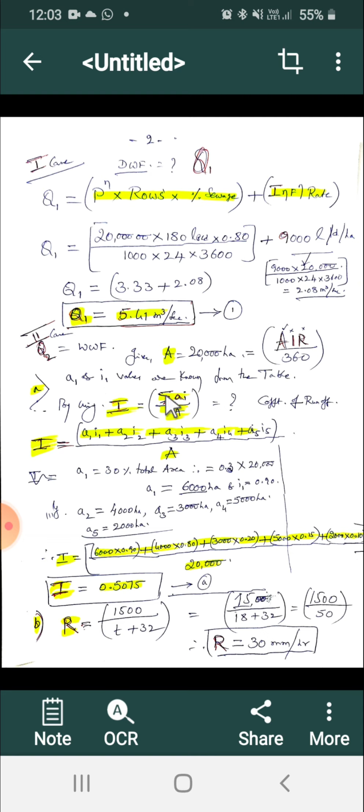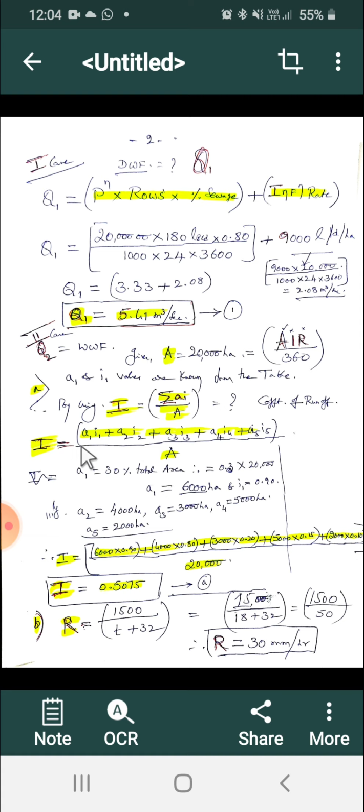Now let us start with the equation. I is equal to sigma AI divided by capital letter A. Now you have to determine I using this. Let us start one by one. Sigma means A1 I1 plus A2 I2 plus A3 I3 etc., divided by capital letter A. I have given this formula already. You just go through how to use this formula.